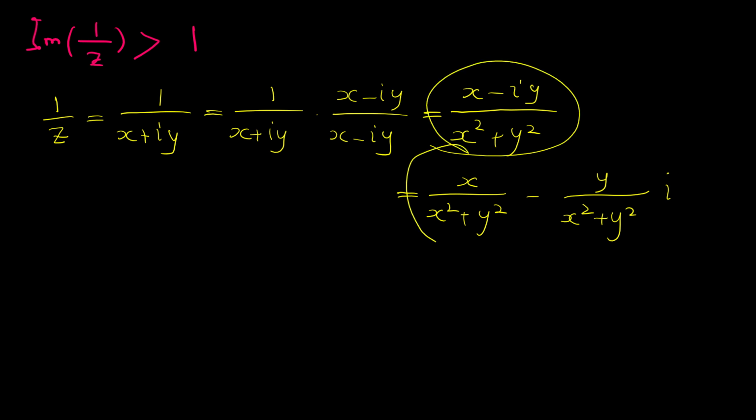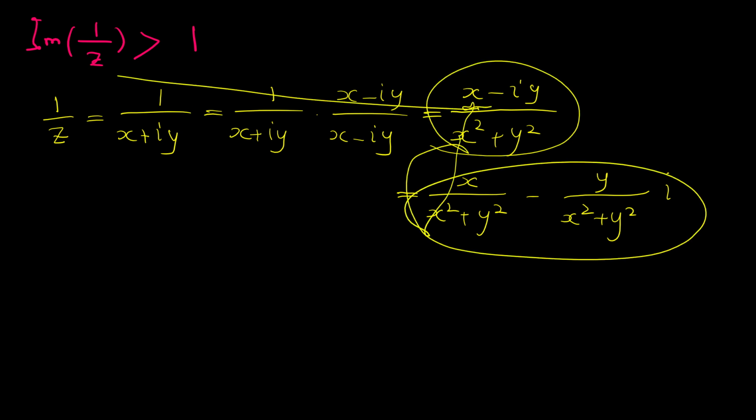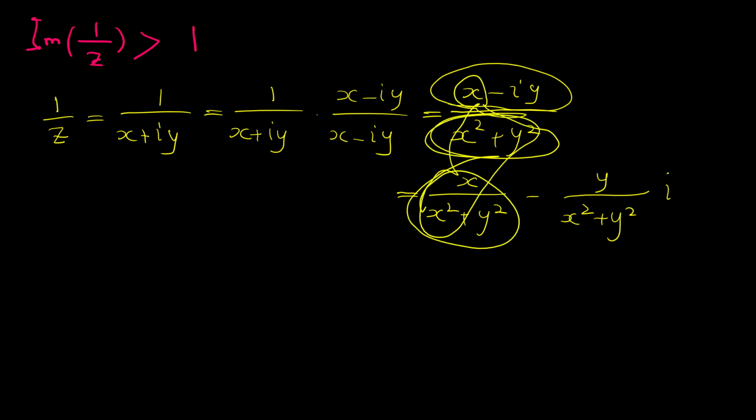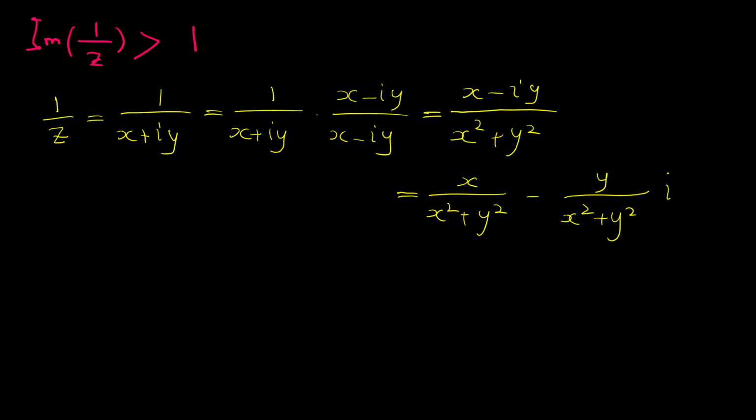What happened from here to here? Because we want to find the imaginary part of this, I prefer to separate the imaginary part and real part. We have to divide this by this. So x over the denominator, minus iy over the denominator. And instead of writing negative iy over x squared plus y squared, first we write the coefficient of i, which is negative y over x squared plus y squared.